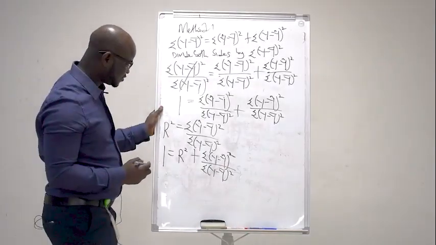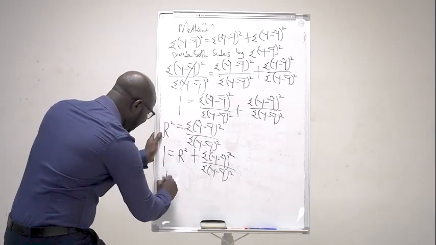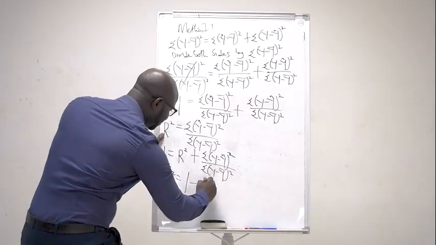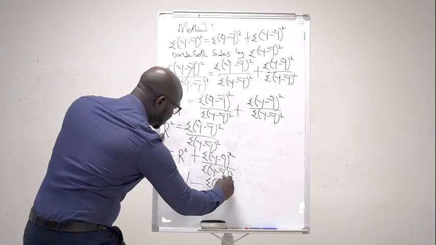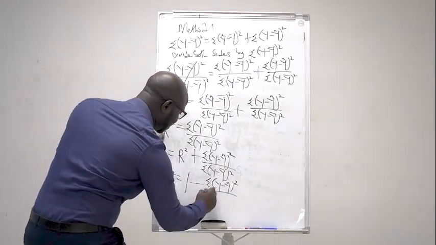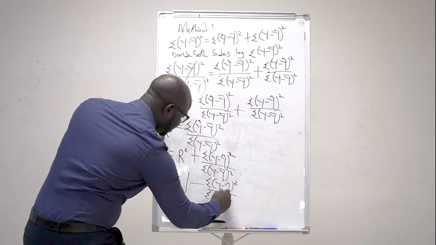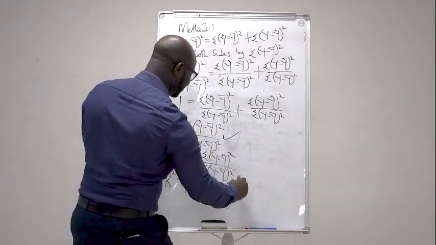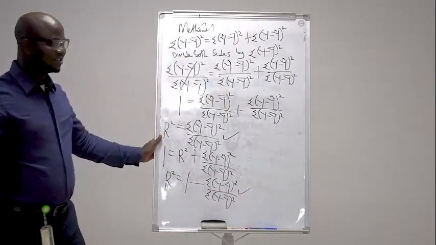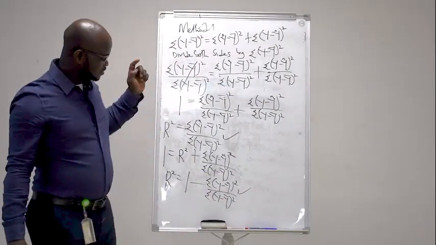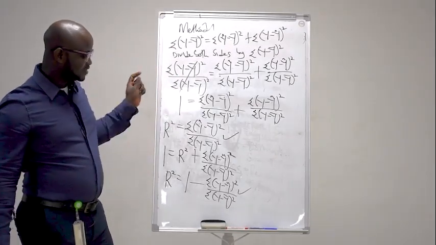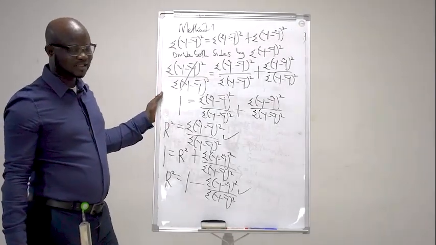So to determine the R squared here, we can say that the R squared will now be 1 minus the summation of Y minus Y cap squared over the summation of Y minus Y bar squared. If you use either this or this, you must get the same thing for the coefficient of determination, the R squared. You will get the same answer. And this is method 1.